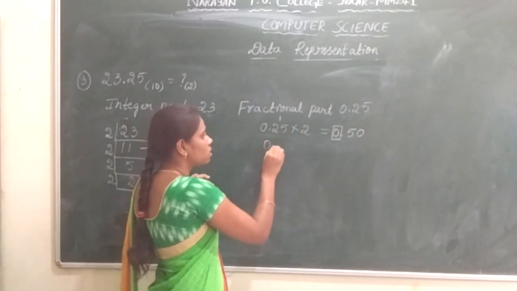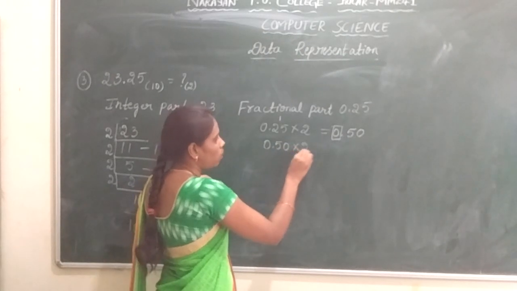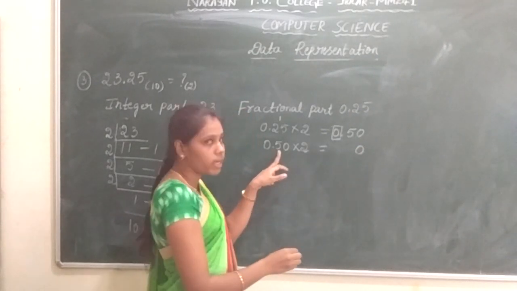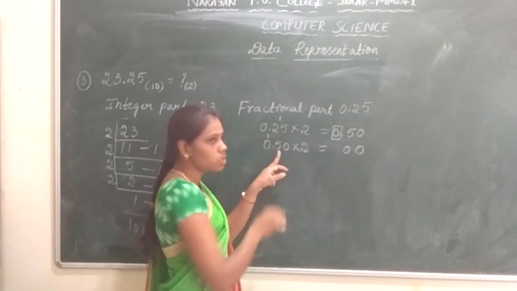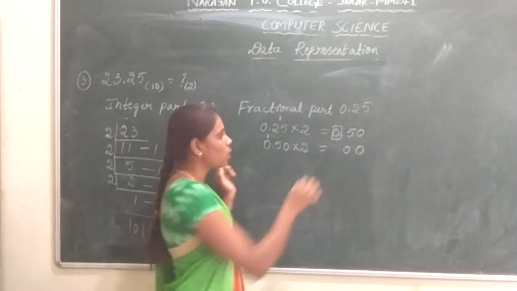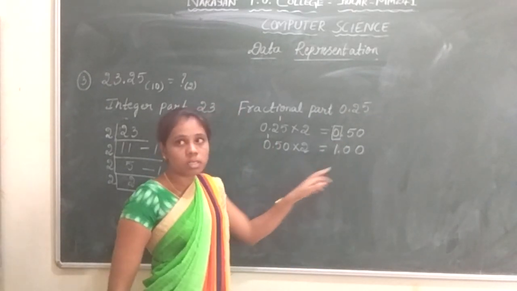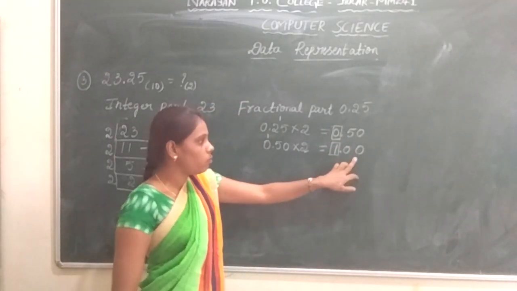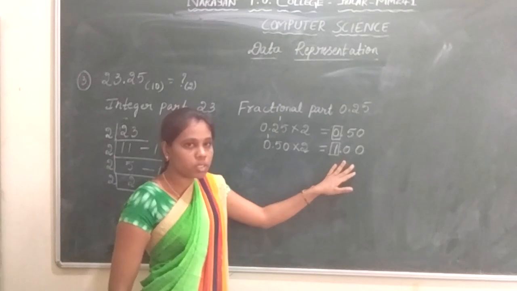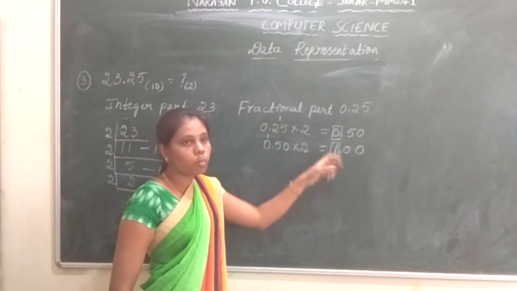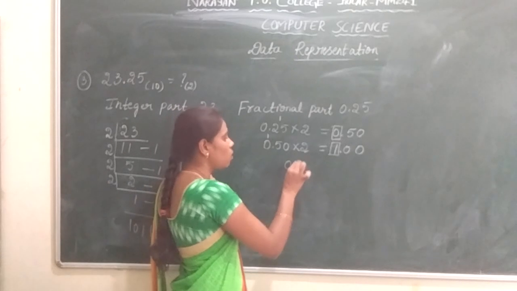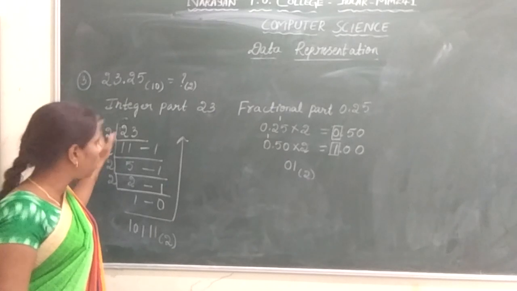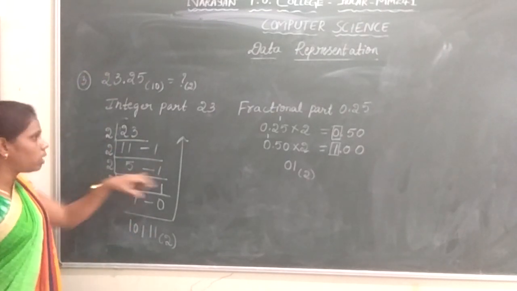Now you take this as 0.50 and multiply it by 2. Now 2 into 0 is 0, 2 5s are 10, so you get carry as 1. 2 into 0 is 0 and you have 1, that is 1.00. So this is your carry part. Now we got the fractional part as 0. I will stop this process here and note down the digits from top to bottom, that is 0 and 1.